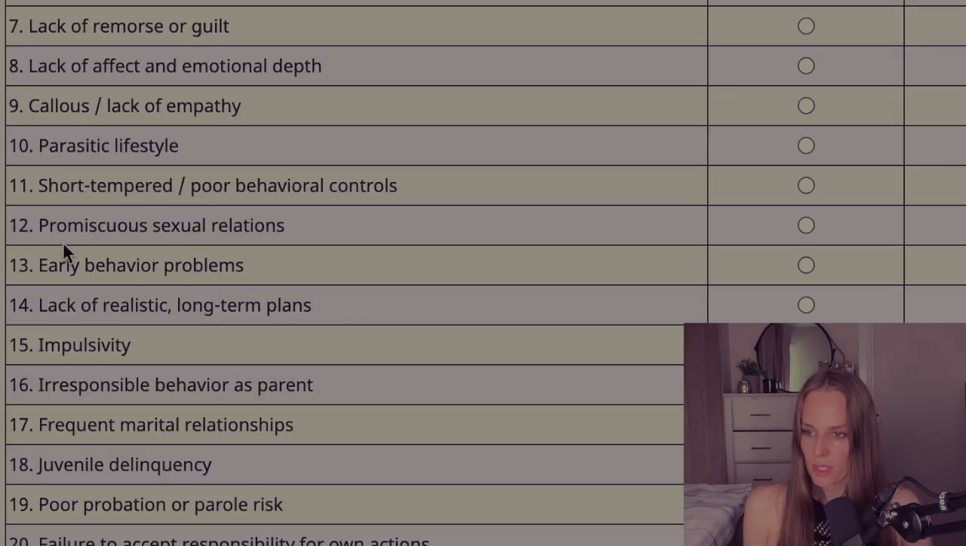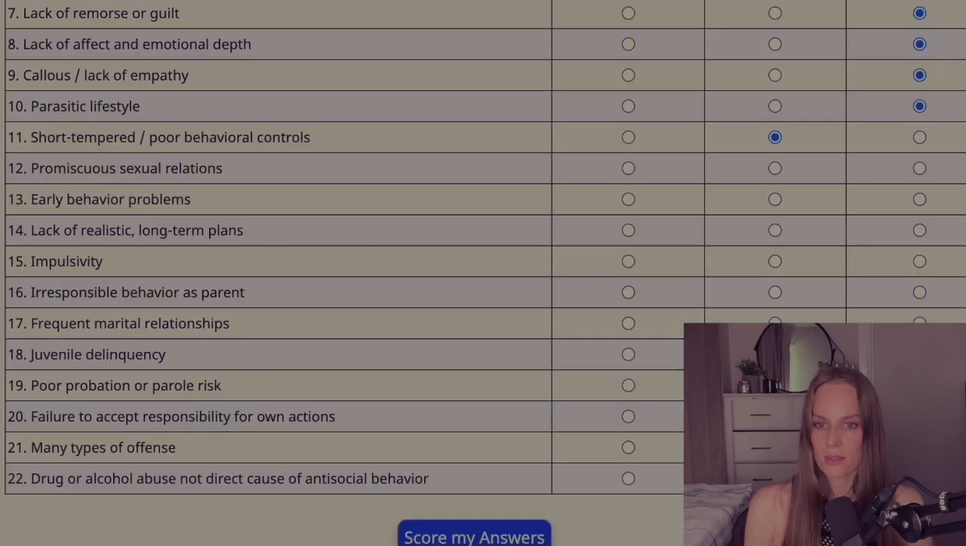Next in the questions is number 12, promiscuous sexual relations. And that's pretty self-explanatory. I really do think I can honestly answer that as definitely absent. I just don't think I've ever really been like that. Like, I've been young and I'm not judging anyone for doing that, as long as you be safe. But I think most people that know me would agree with that.